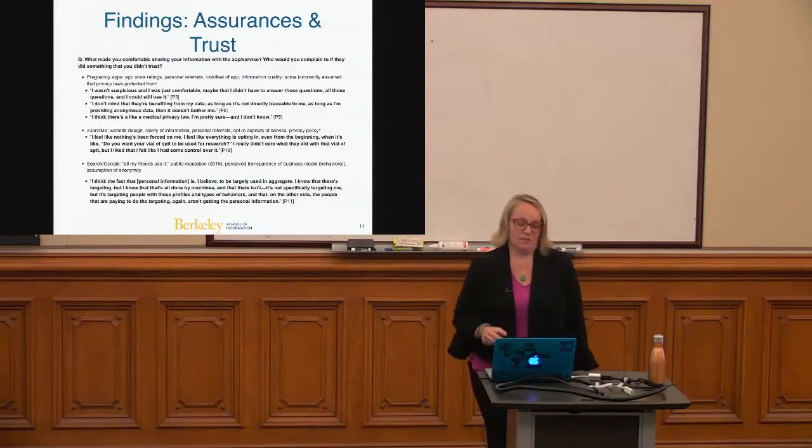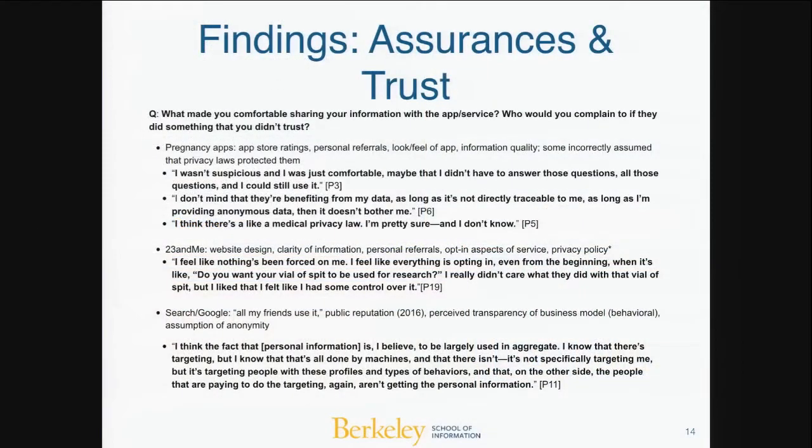And then, second to next, assurances and trust. I asked people, what made you comfortable sharing your information with the app or 23andMe or your search provider? And who would you complain to if they did something that you didn't like or that you didn't trust? With pregnancy apps, those were usually obtained through an app store. And so the app store itself offered people an assurance, whether it was through the ratings, the fact it was in the store itself, also things like the look and feel of the app. People thought it looked trustworthy or friendly. That made them feel assured. So the UI really has an influence.